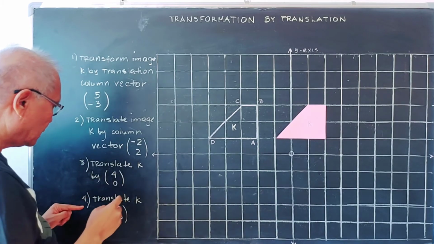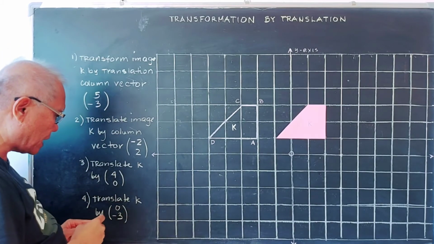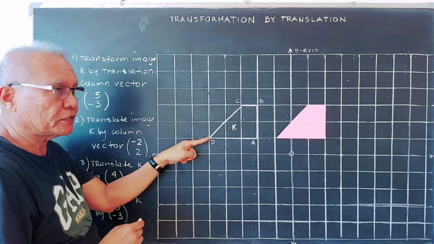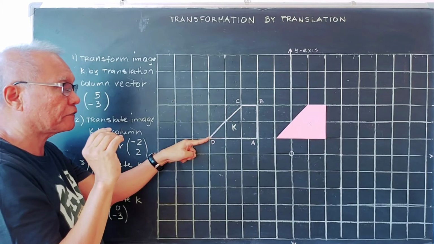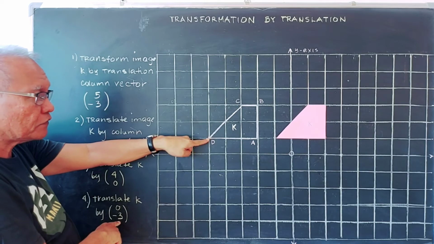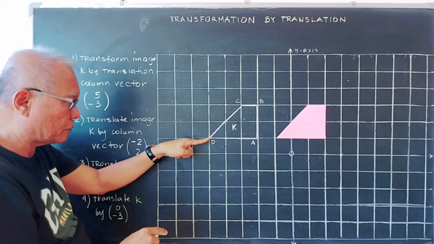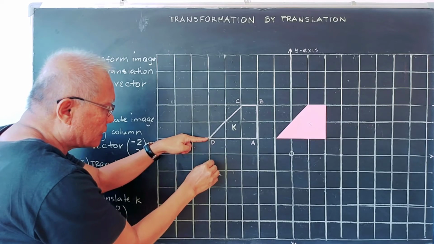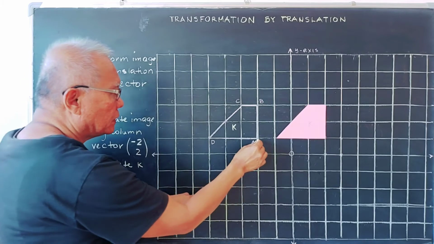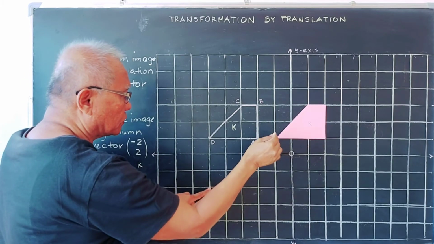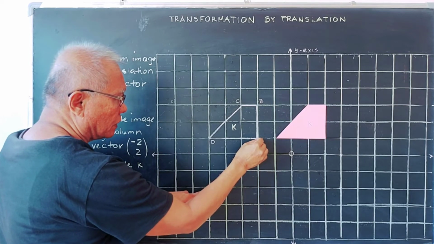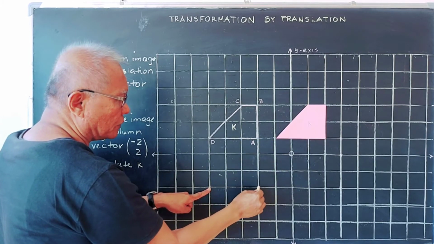Next, translate image K by 0, -3. Okay, let's have the D. 0 means we are not going to the right, we are not going to the left, we are not going anywhere. And then afterwards, we use the Y. -3 means we are going down by 3 units. So we have 1, 2, and 3. So the D will be here. A, 0. It will not move to the right or to the left. But using the -3, we'll go down after not moving. So we have 1, 2, 3. So A will be here.